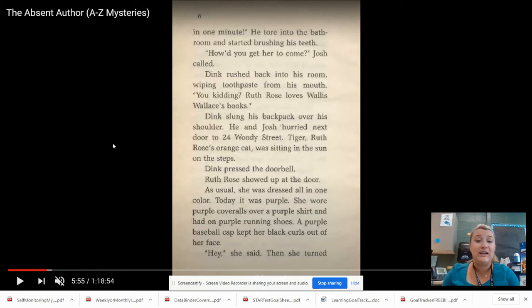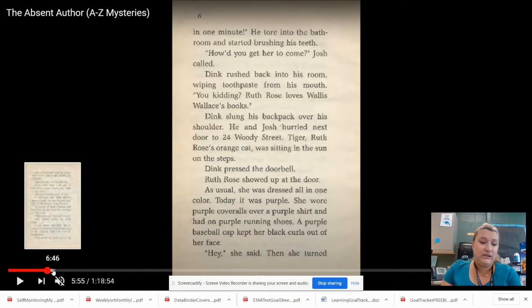Dink slung his backpack over his shoulder. He and Josh hurried next door to 24 Woody Street. Tiger, Ruth Rose's orange cat, was sitting in the sun on the steps. Dink pressed the doorbell. Ruth Rose showed up at the door. As usual, she was dressed all in one color. Today it was purple. She wore purple overalls over a purple shirt and purple running shoes. A purple baseball cap kept her black curls out of her face. "Hey," she said.